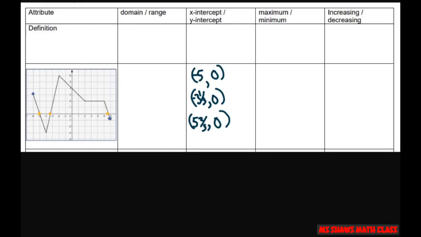For your Y-intercept, that's when X is 0. So there's only one Y-intercept. You can have many X-intercepts, but only one Y-intercept. So when X is 0, Y is 4.